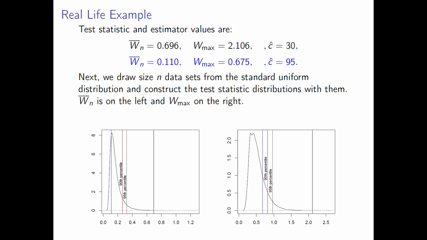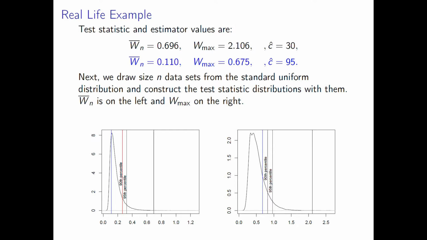On the right, we can see the maximal type test distribution, and we have exactly the same case. For the blue data set, it's on the left of both percentiles, and for the black data set, the test statistic value is on the right of both percentiles. So also for this test, we can reject the null hypothesis for the black data set, and we don't reject the null hypothesis for the blue data set.